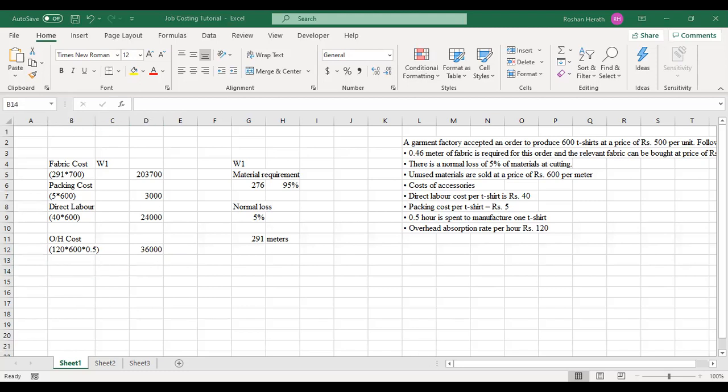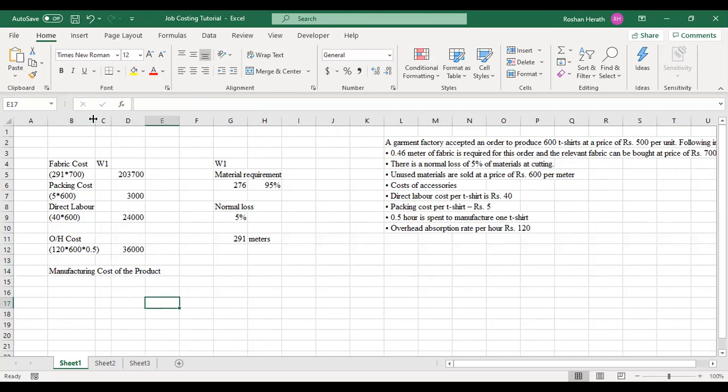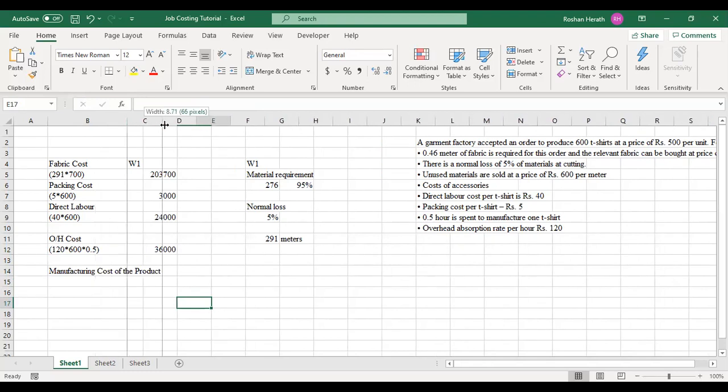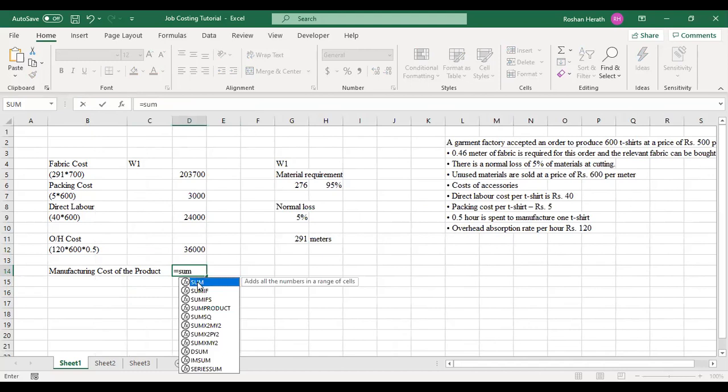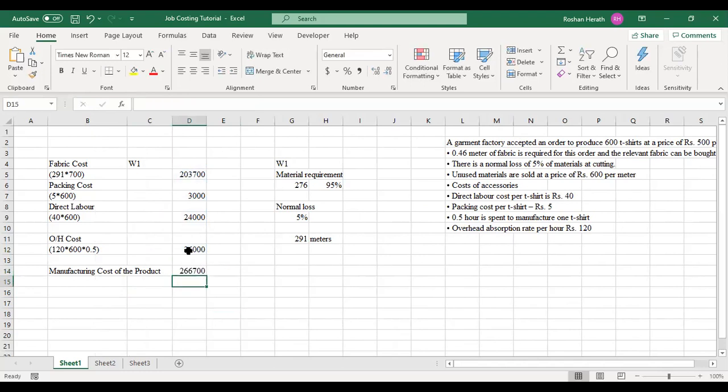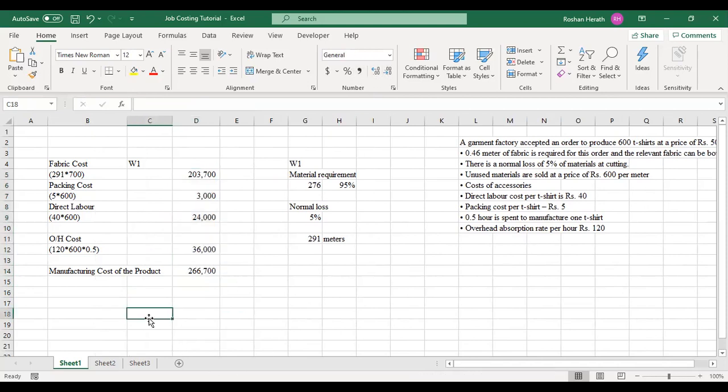The cost of the product. So here we take the total cost of completing this job. In fact, the manufacturing cost of the product. Once you take the total, for your first question, this must be the answer. It's in rupees. So this is the manufacturing cost of the product.